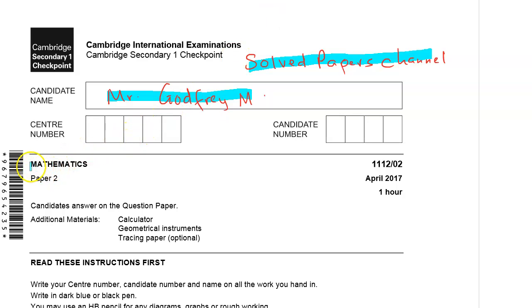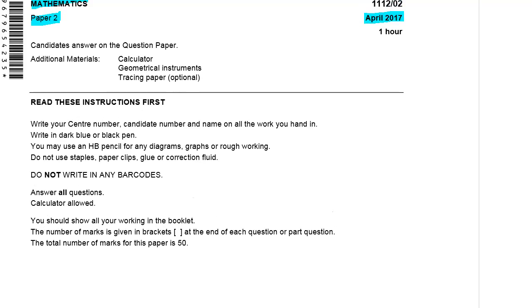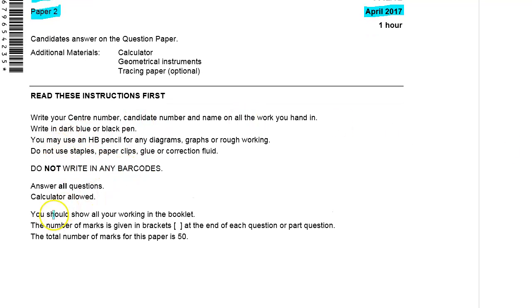Today I'm solving the mathematics paper of Cambridge Secondary Checkpoint. This is paper 2 of April 2017. I encourage you, when you get your paper in an examination situation, make sure you read all the instructions required here. Of course, you're supposed to have the following: calculator, geometrical instruments, and tracing paper, and you're good to go. The paper is 50 marks, supposed to last for only 1 hour.